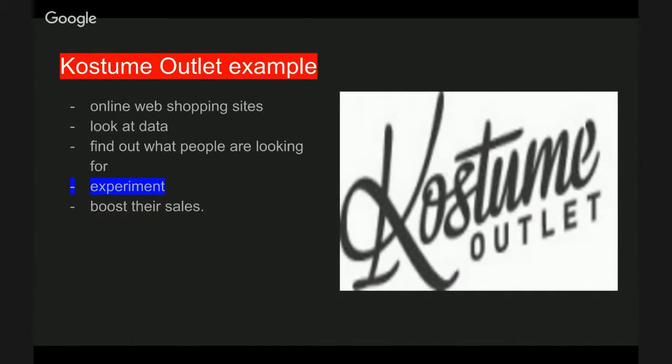Let's take a costume outlet as an example. It's an online web shopping site. They started to look at their data to find out what people were looking for a year ago. They tried experimenting with different kinds of customer offers instead. They made sure that some people got one and others got another. By doing so, they boosted their sales.